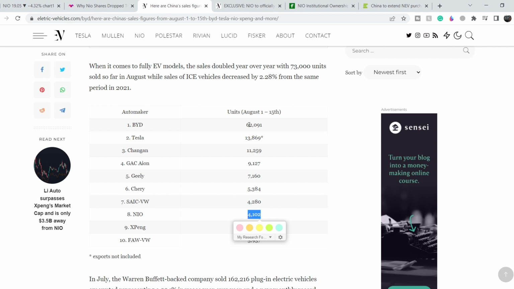And as you can see, in first place we have BYD that sold about 62,091 vehicles. Tesla is in second place with more than 13.8 thousand vehicles. And I have to say that from 6th to 10th place we have 5 manufacturers that are very close to one another.